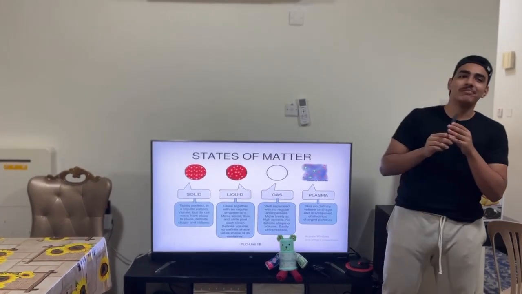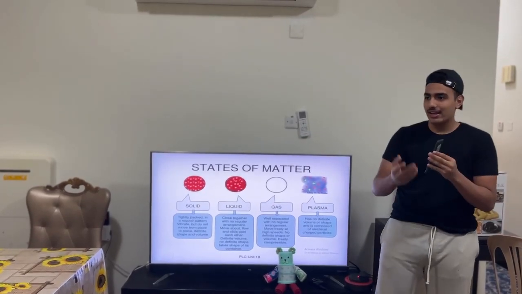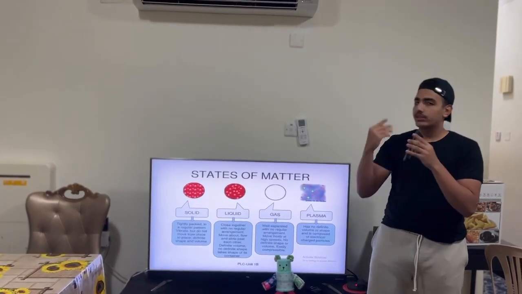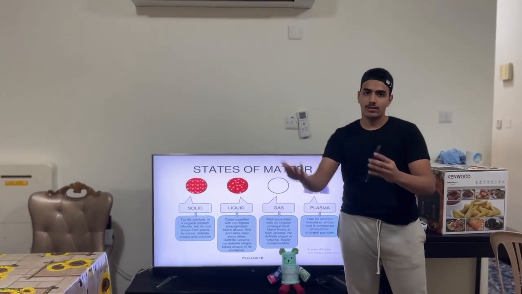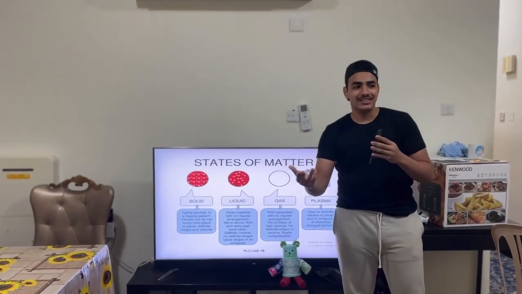Gases. What's a gas? This is gas. You can't see it, and it doesn't have a definite shape or a definite volume. Examples are carbon dioxide, helium, oxygen.